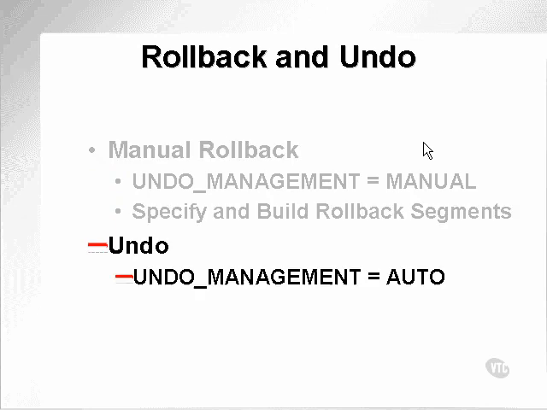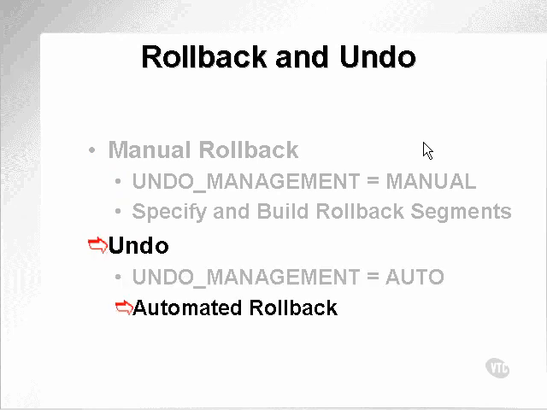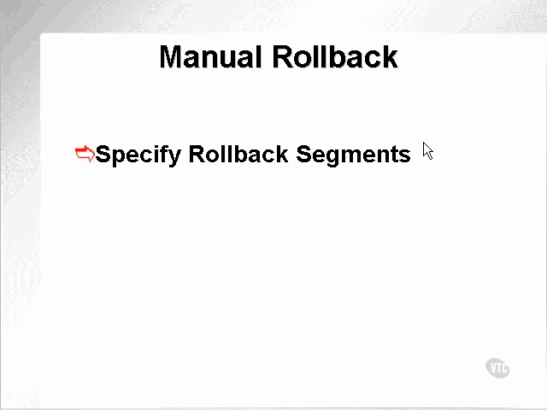Using automated rollback or automated undo, you have to set the undo management parameter to auto. As I said, automated undo is really automated rollback. It does not require specification of rollback segments, and it does not require tuning of each of those rollback segments. So when you specify rollback segments for manual rollback, you would have to tune those individual rollback segments.